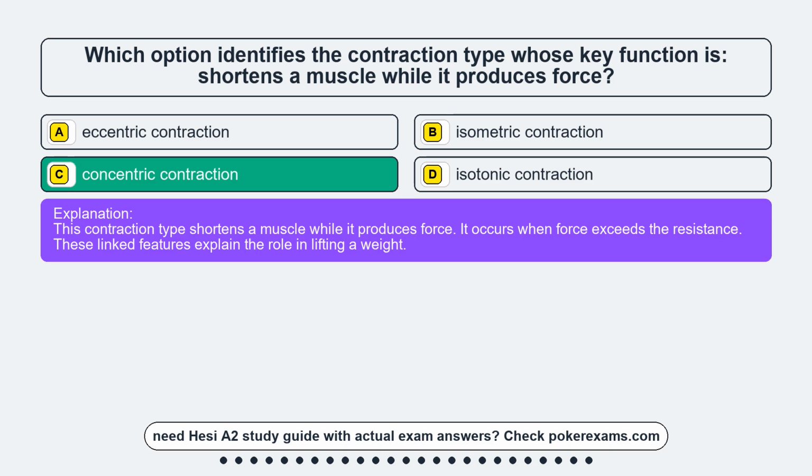This contraction type shortens a muscle while it produces force. It occurs when force exceeds the resistance. These linked features explain the role in lifting a weight.